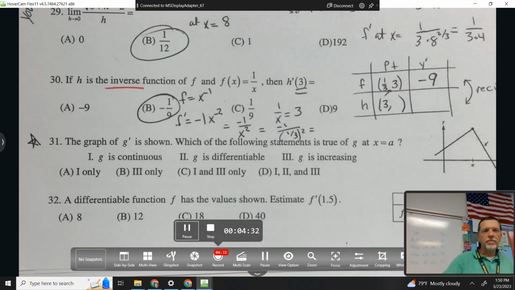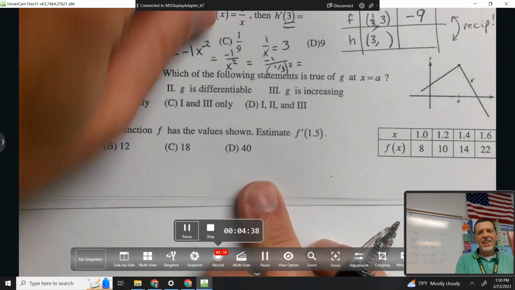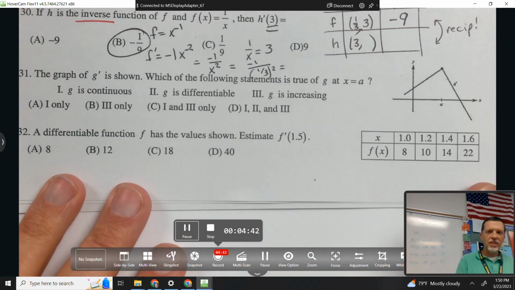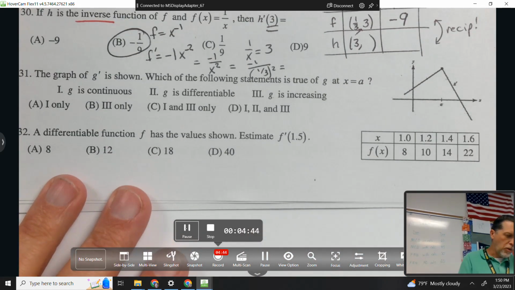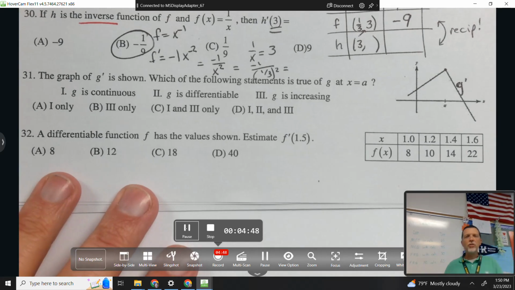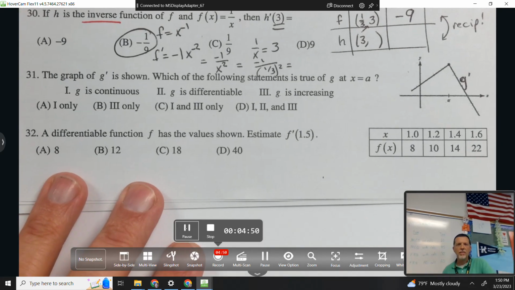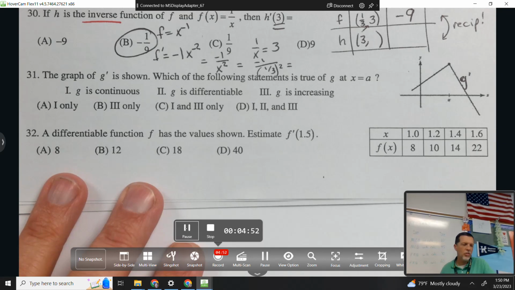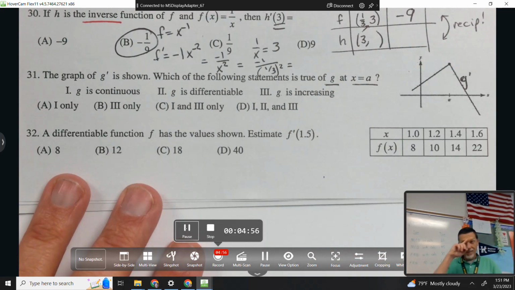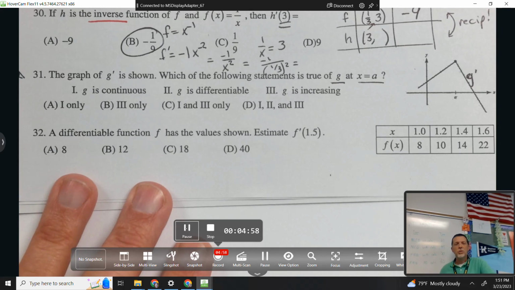Oh, oops. So there's number 30. Make the table and figure it out. 31. The graph of G prime is shown, and it's sort of labeled, but we'll make it a little bit bigger there. G prime is what we're looking at. Which of the following statements is true of G at x equals a? Oh, G. Okay. Yeah, so, okay.